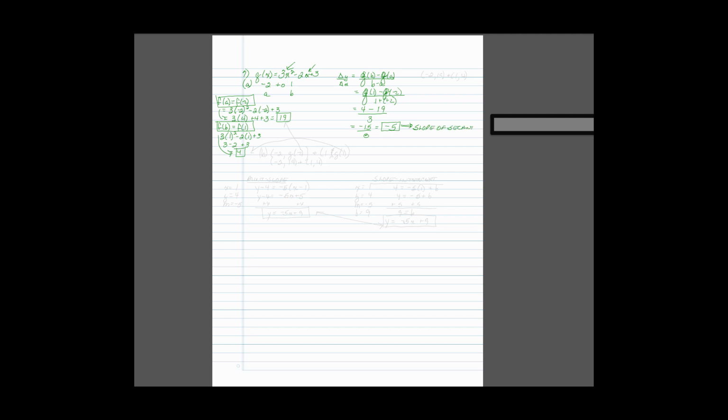Remember, a secant line joins 2 points. And what points are we talking about? We're talking about the points -2, 19 and 1, 4. The slope between those 2 points is -5. It's just new language for old stuff.